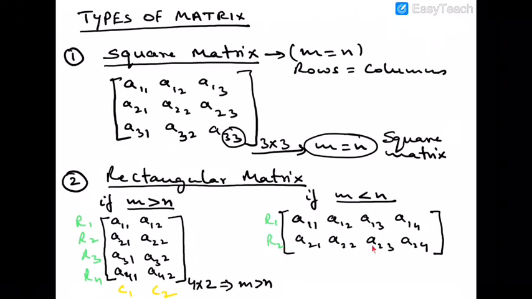So columns are more than rows, so it will form a horizontally stretched rectangle where M is less than N.